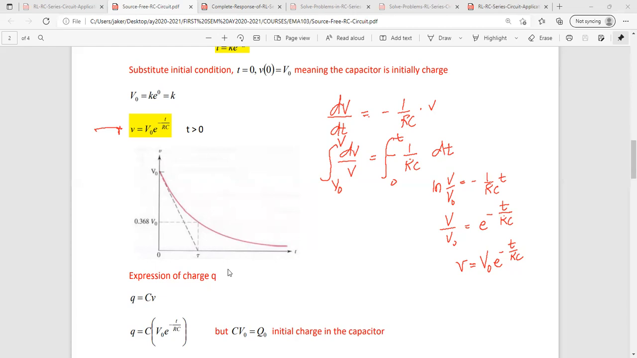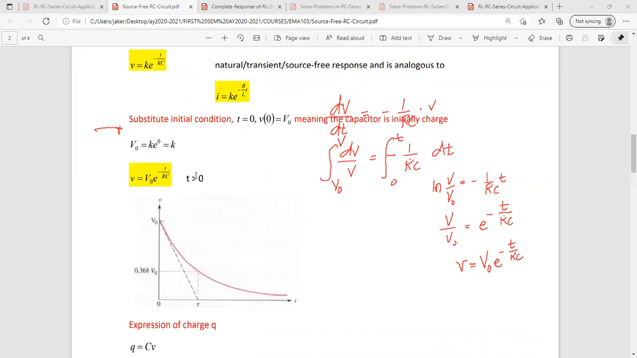Now, the same thing if you recall the tau in the RL circuit. Who can give me the tau for the RL circuit, the time constant? What's the formula? It's L over R. Correct. What do you think is the tau formula for the RC circuit based on the formula here? Because you could see here in the graph, it would take this tau time for the voltage across your capacitor to decrease to 36.8% of its initial value. What do you think is the formula in determining the tau for this RC circuit?